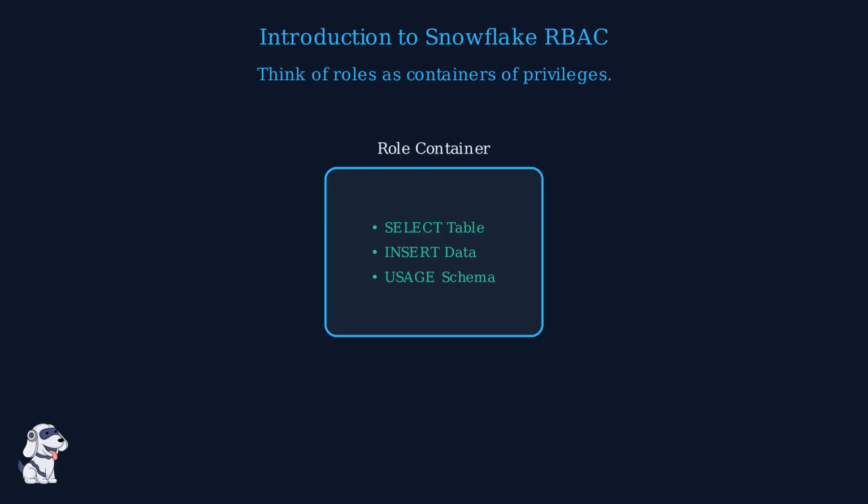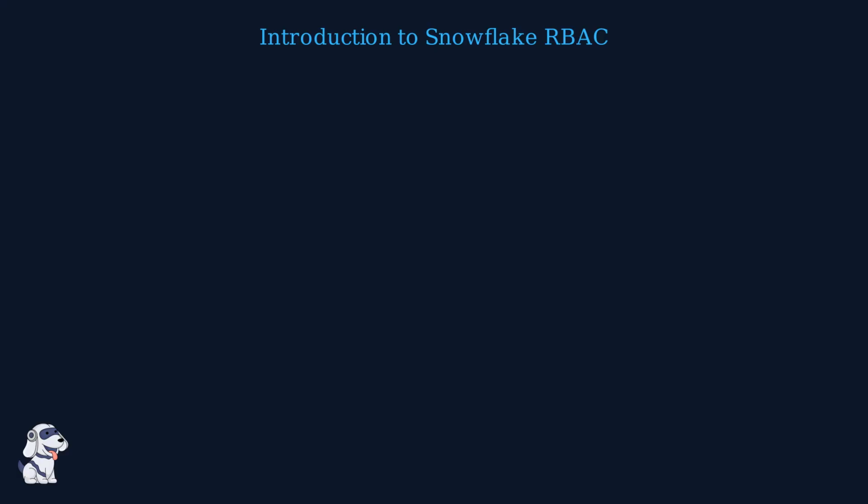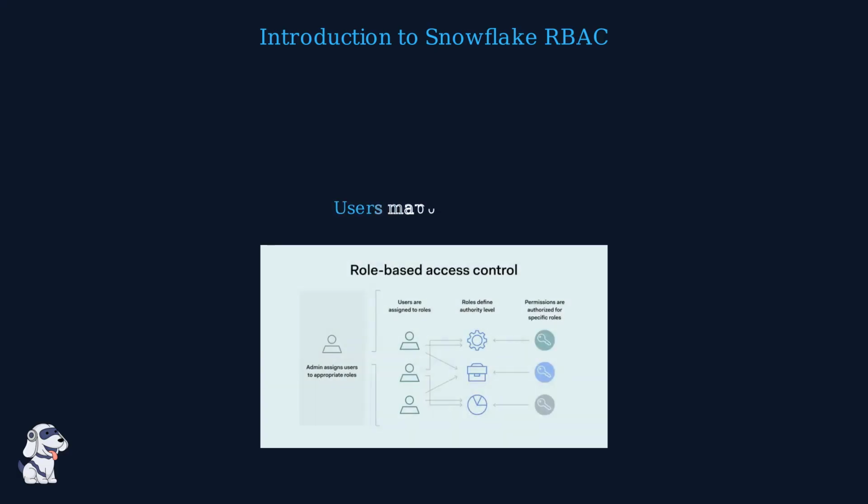You define a role with specific rights, such as selecting data or using a schema, and then grant that role to your users. This ensures security by giving users only what they need. This mapping allows organizations to scale effectively. Users are assigned to roles based on their job functions, and access flows through these predefined secure channels.